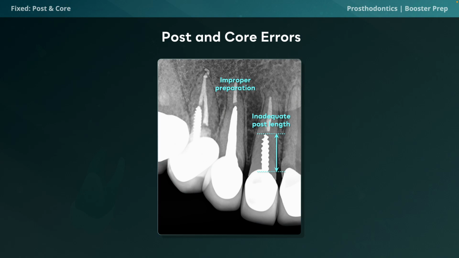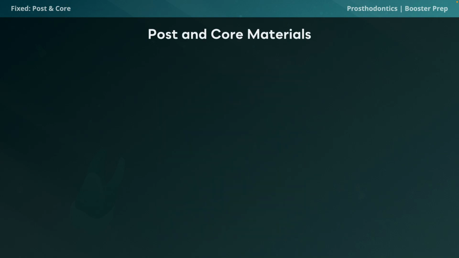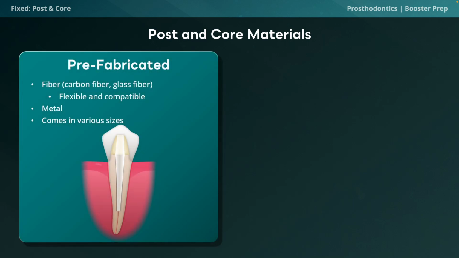And this segues into a great next topic of different post and core materials, and the options we have are prefabricated posts and cast posts. Let's start with the prefabs. These can be carbon fiber, fiberglass, or metal. The fiber posts are known for their flexibility and compatibility with tooth structure, and since they're prefabricated, they come in standard sizes and shapes that can be adjusted during placement.